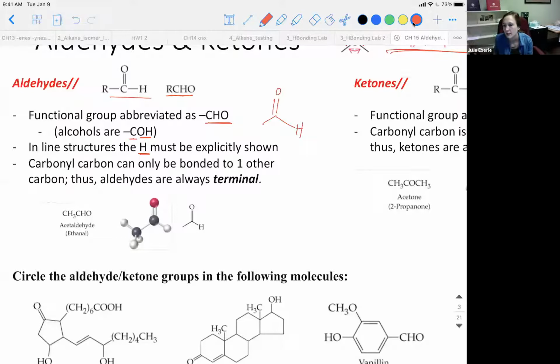And if I ask something on an exam and you choose to draw the line structure, I love line structures, so I encourage you to draw line structures, but if you want me to know it's an aldehyde, include that H right there.